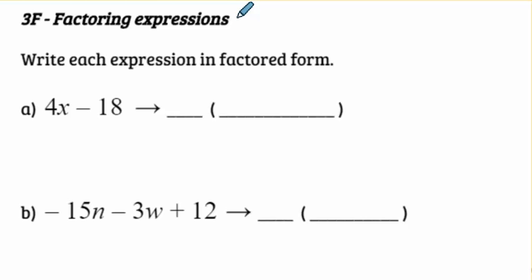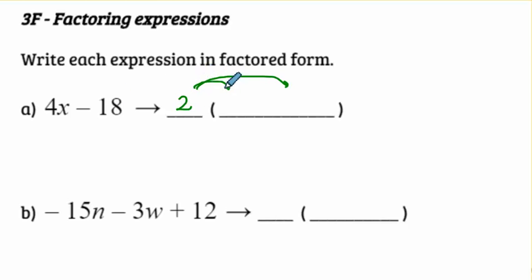This factoring expressions concept is basically the distributive property backwards. So we're taking a term on the outside and multiplying it by terms on the inside to give us this answer here. So we're looking to see what is the greatest common factor of 4x and 18. In other words, what's the biggest number that will divide evenly into 4 and 18? And that would be 2.